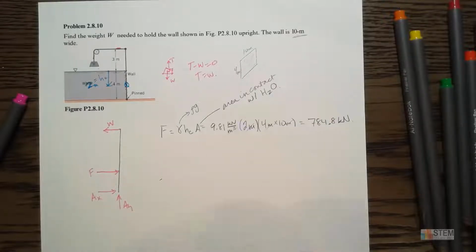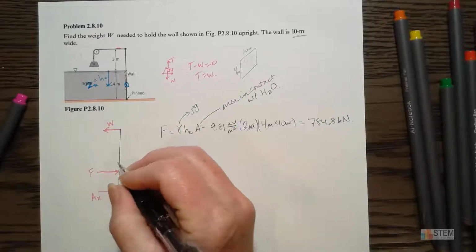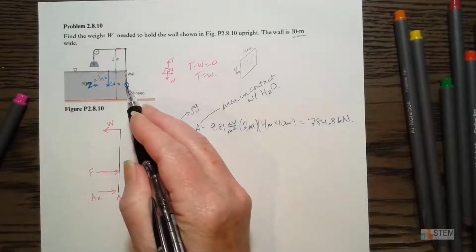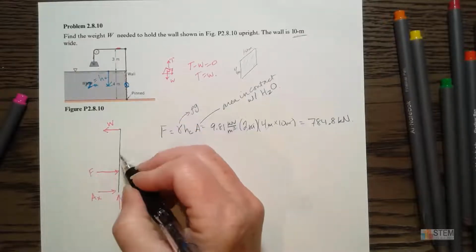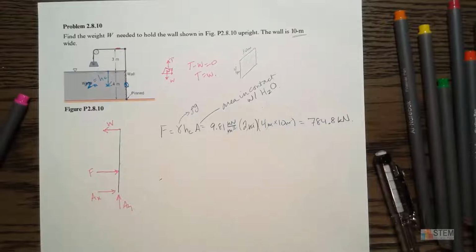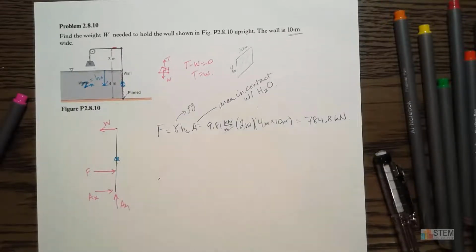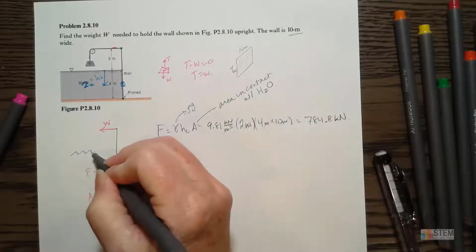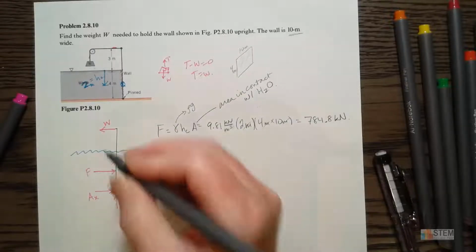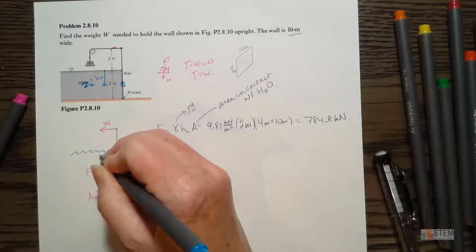First thing I want to do is label the centroid that we have right here. So I want to put this on this diagram. Let's just say it's right here. And let's draw the water line. There's the water line. So let's say this is 2 meters.